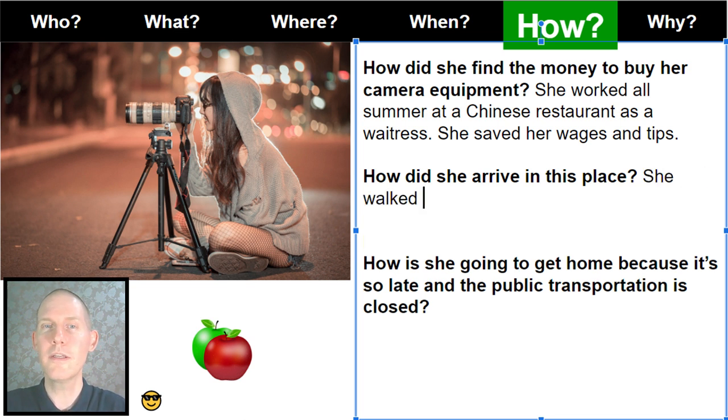She walked here, right? Maybe she had extra energy. I'm going to say she walked, and it's a beautiful night. It's not raining. It's not cold because she has shorts on. Maybe it's cool, but it's probably not too cold. So she walked here. That's how she arrived.